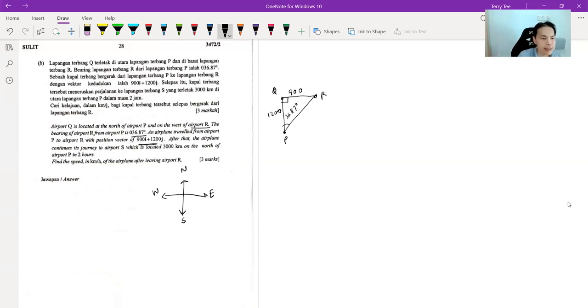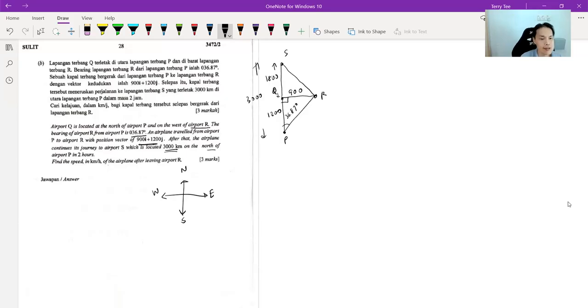All right. After that, the airplane continues its journey to airport S, which is located 3000 kilometers on the north of P. Okay, 3000 north of P. Now imagine this, 3000 minus 1200. So this should be 1,800. This is airport S, right? So in 2 hours, I draw this line here, just to complete the diagram. When you draw it out, everything becomes a lot easier.